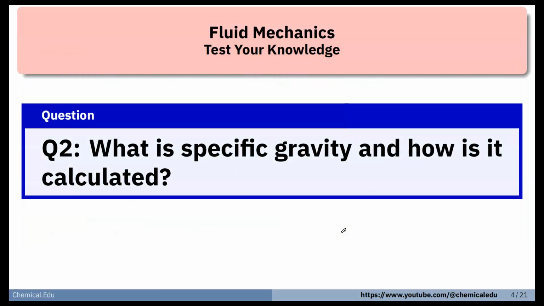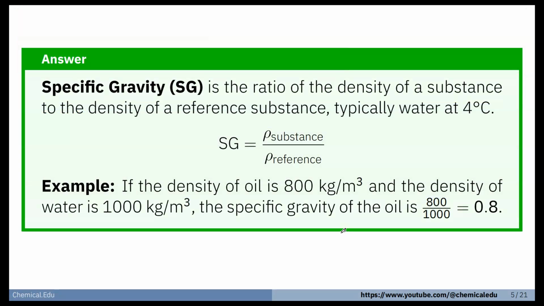Next question, what is specific gravity and how is it calculated? Specific gravity, Sg, is the ratio of density of a substance to the density of a reference substance, typically water at 4 degrees centigrade. So Sg equals rho substance by rho reference. Example, if the density of oil is 800 kg per meter cube and density of water is 1000 kg per meter cube, the specific gravity of the oil is 800 by 1000, that will be 0.8. Now next question.